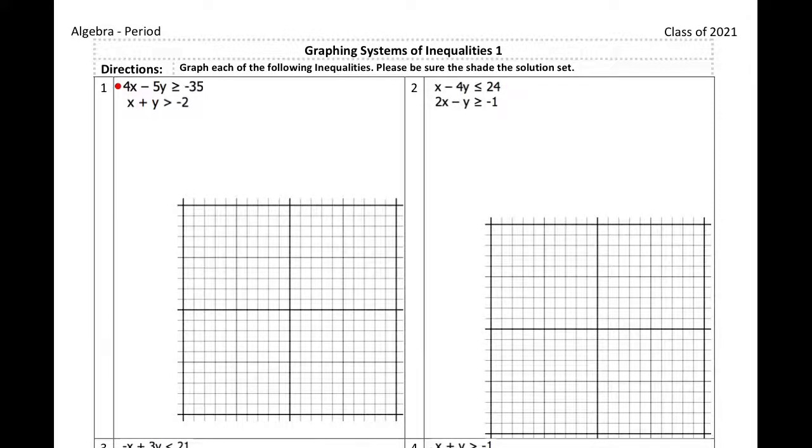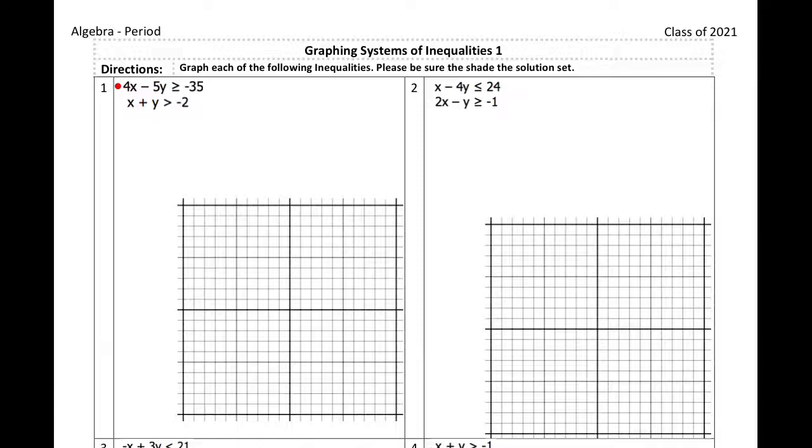Hi children! So tonight's homework is actually for you to graph a system of inequalities. So remember, a system of inequality is when you have more than one inequality and you want to find the area of the coordinate plane that makes both of these inequalities true at the same time. So I'm going to be working with two inequalities here.